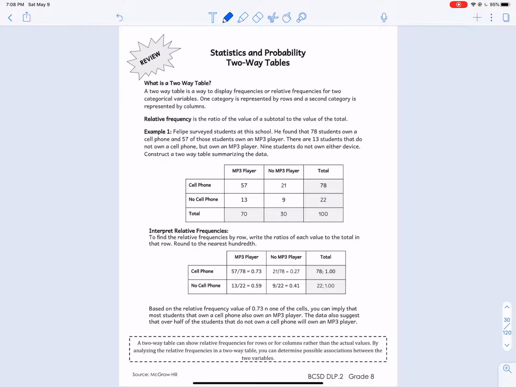Okay, so this is May 8th for the third distance learning packet. And we're continuing with statistics and probability. And this time we're moving into two-way tables.